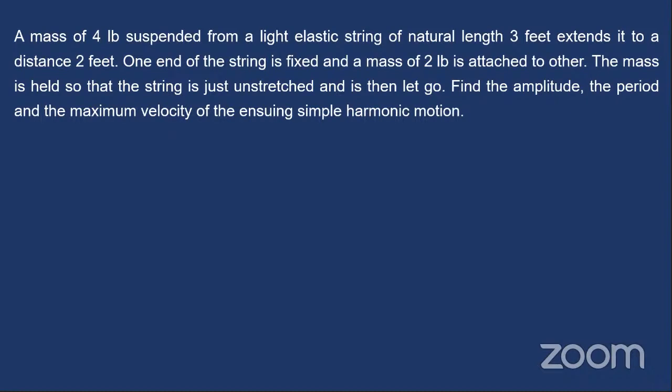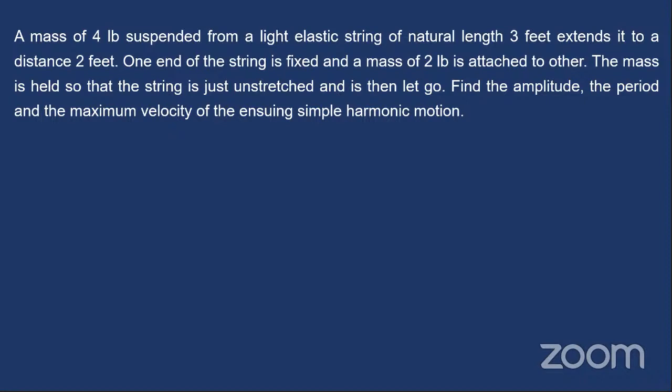A mass of 4 lb is suspended from a light elastic string of natural length 3 feet, and extends it to a distance of 2 feet. One end of the string is fixed and a mass of 2 lb is attached to the other. The mass is held so that the string is just unstretched and is then let go. Find the amplitude, period, and maximum velocity of the ensuing simple harmonic motion.